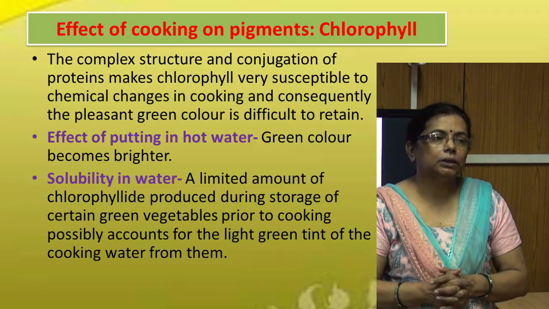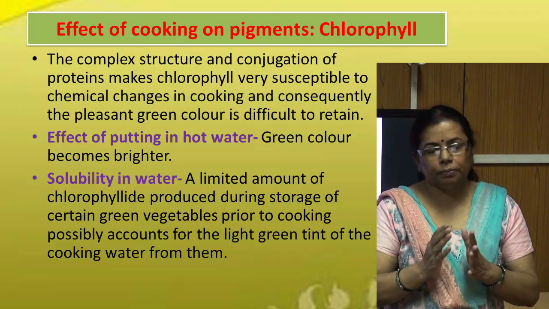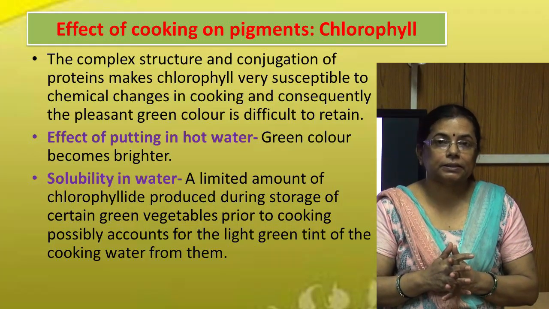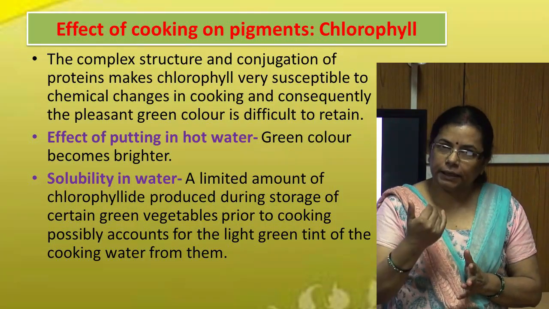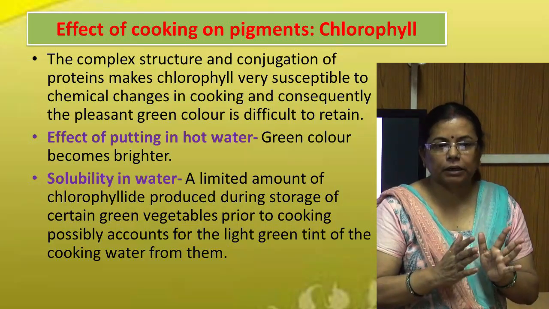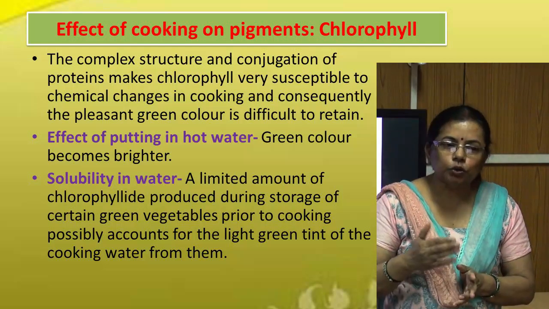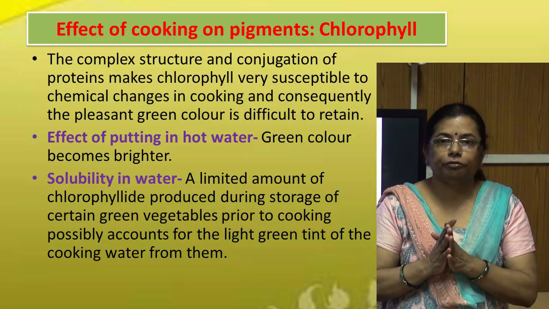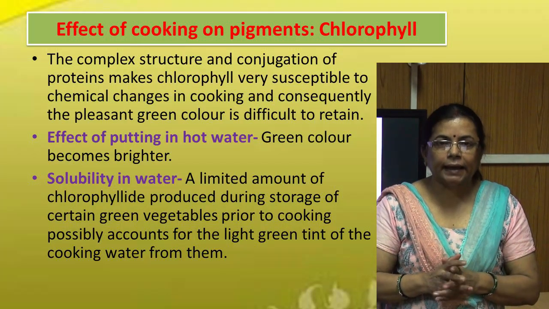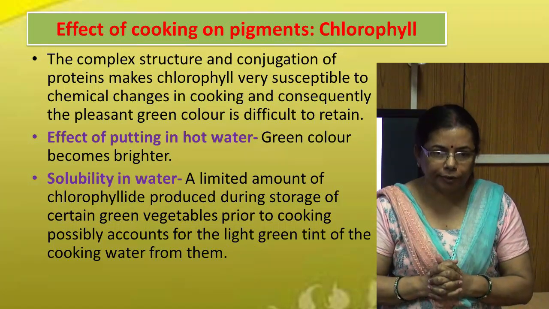Now we will study the effect of cooking on pigments, because when the pigments are exposed to cooking, a chemical reaction takes place which brings about changes in the color of these pigments. First we will study the effect of cooking on the chlorophyll. The complex structure and conjugation of protein makes chlorophyll most sensitive to chemical changes in cooking, and consequently it is difficult to retain the pleasant green color of the chlorophyll.